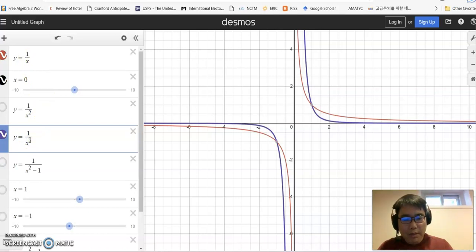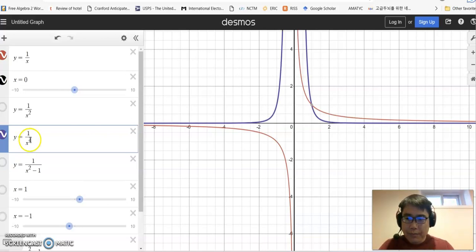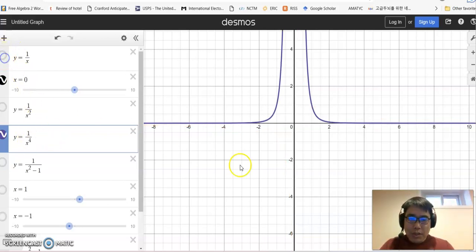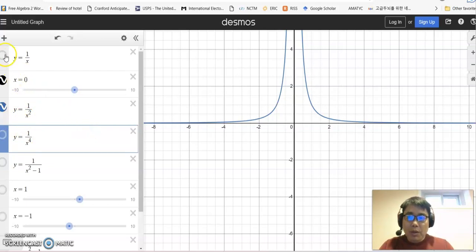Then what if I switch to a fourth power? Can you guess it? Yes, I agree with you. See? After we switch to 1 over x to the fourth power, it looks like the 1 over x squared graph as well, which means 1 over x to any even power behaves very similarly to the 1 over x squared graph. That's why the 1 over x graph and the 1 over x squared graph are basic functions.